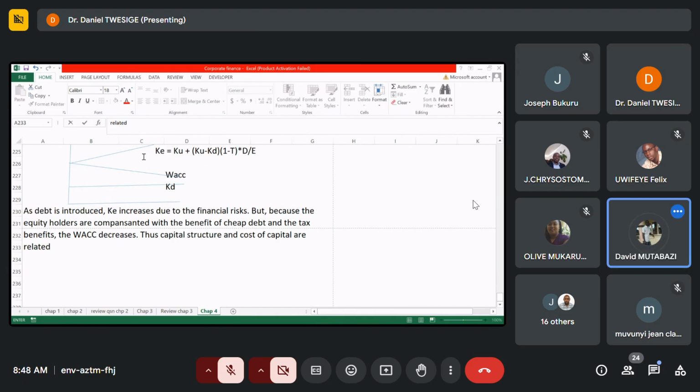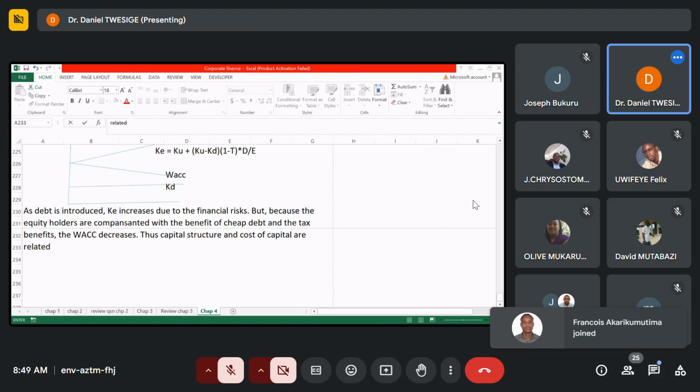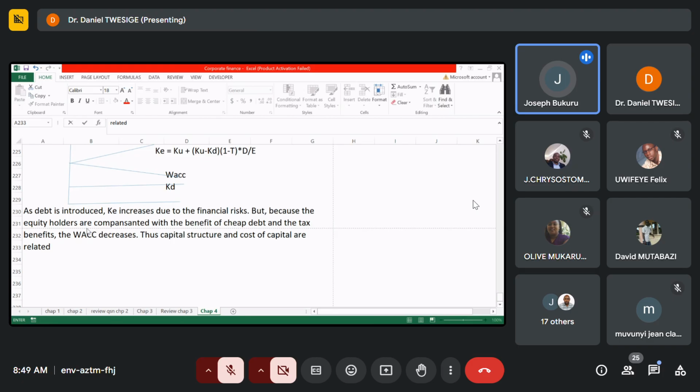Excuse me. Yes, please. What is the cheap debt that was introduced? That was the debt, because we said that the debt is cheaper compared to equity. Yes. Okay. So the moment you introduce the debt into the business, automatically, in the formula we have the debt over equity.